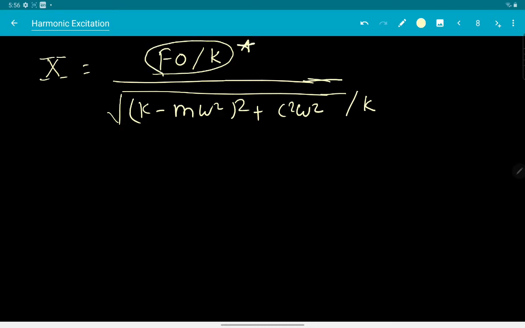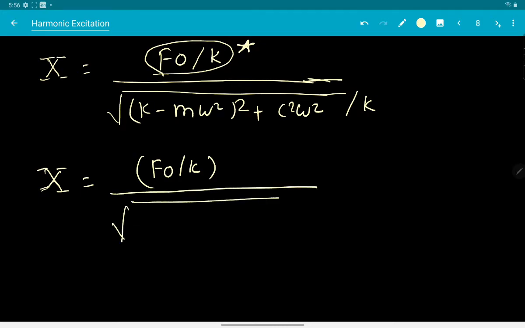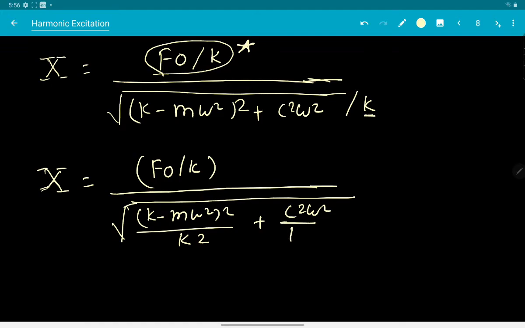What is the meaning of it? We are going to see very soon. But as of now, let me write it that way only. Capital X is equal to f0 by k divided by this term. Okay, so this term has got k over here. So k is dividing this entire term. This term is inside the square root. So if you take this denominator inside the square root, then it will have square term appearing over here, and you are going to say it this way: k minus m omega square divided by k square plus c square omega square divided by k square.